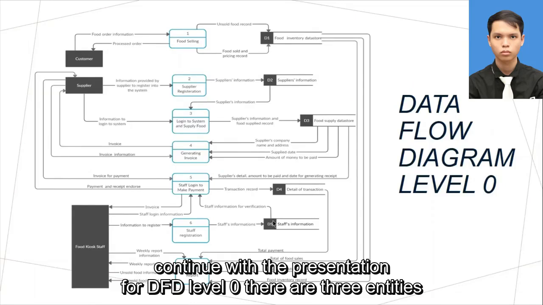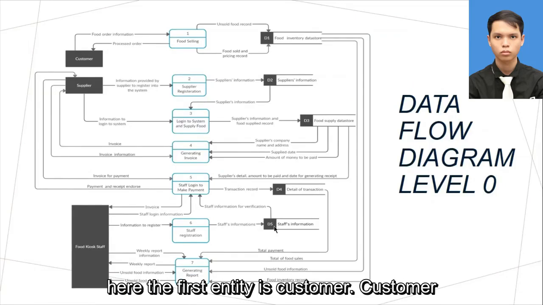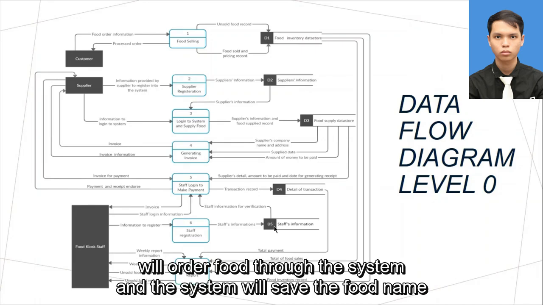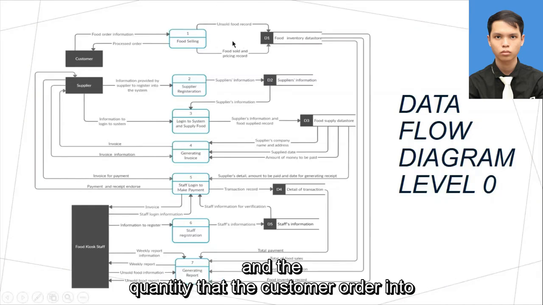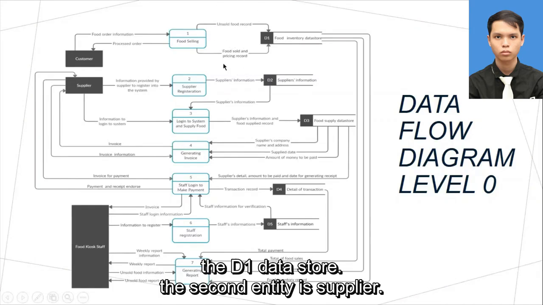For DFD level 0, there are 3 entities here. The first entity is customer. Customer will order food through the system, and the system will store the food name and the quantity that the customer has ordered into the D1 data store.